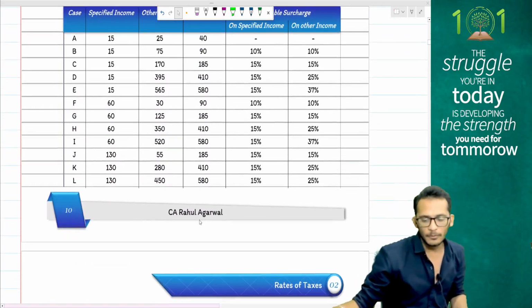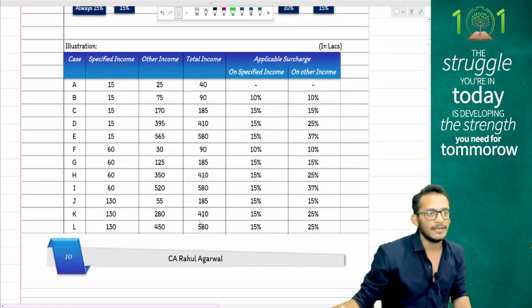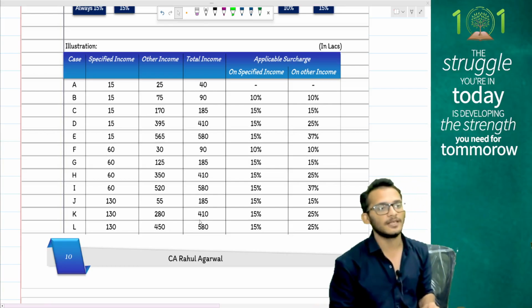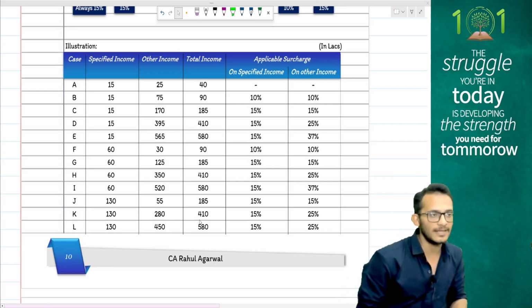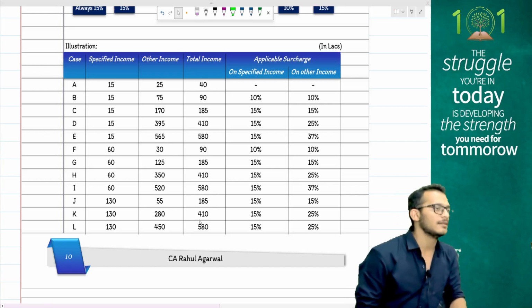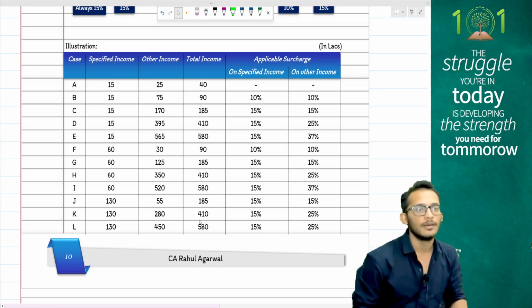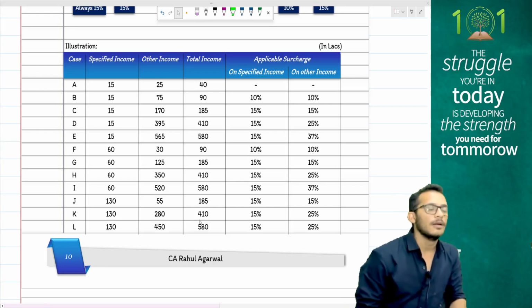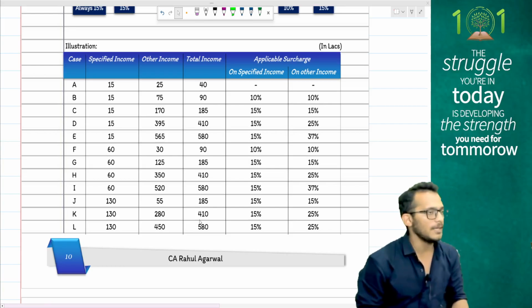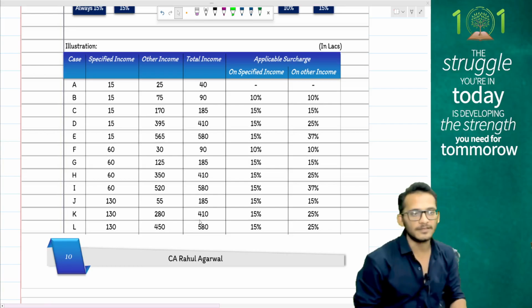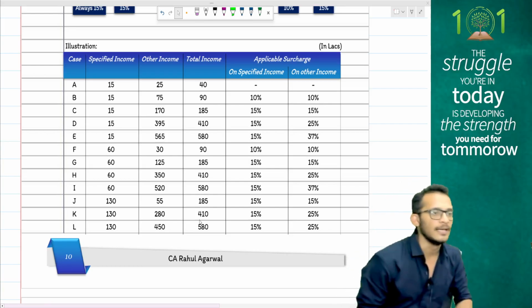Then, people, we moved forward to something called the default tax regime, where the tax slabs are: 0 to 3 lakhs, 0; 3 lakhs to 7 lakhs, 5%; 7 lakhs to 10 lakhs, 10%; 10 lakhs to 12 lakhs, 15%; 12 lakhs to 15 lakhs, 20%. After 15 lakhs, directly 30%. There is no 25%, directly 30%.